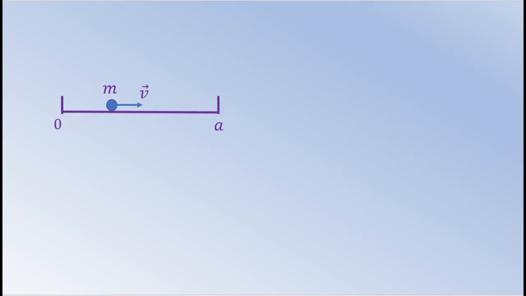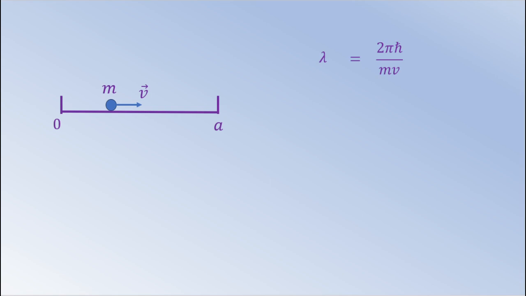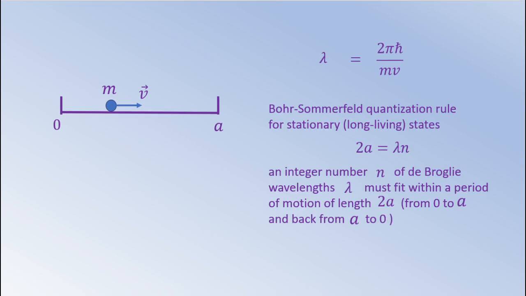First, we will draw a particle between the walls. Next, we recall the expression for the de Broglie wavelength. Finally, we will apply the so-called Bohr-Sommerfeld quantization rules. These rules say that for stationary or long-living states, an integer number n of de Broglie wavelengths lambda must fit within a period of motion of the particle. Note that quantization rules are usually introduced through so-called action integrals, but here we use wavelengths, which is actually the same, but just a bit more simple.